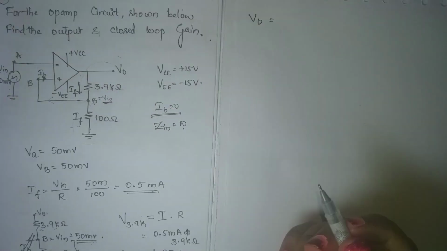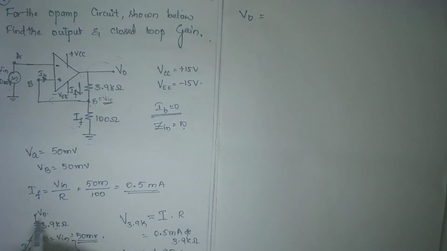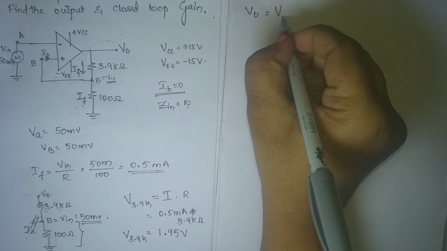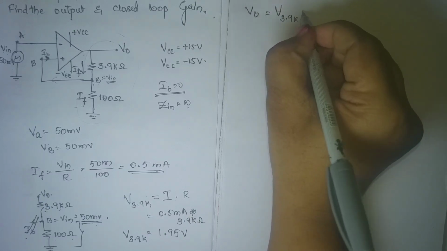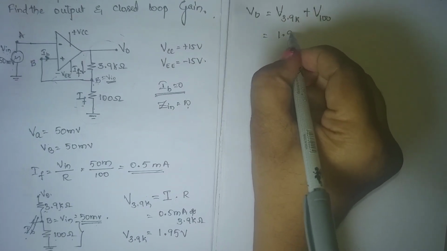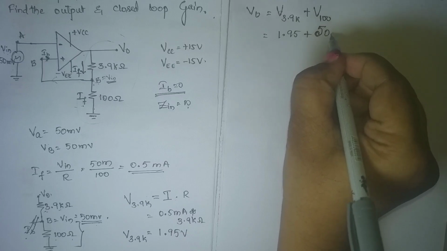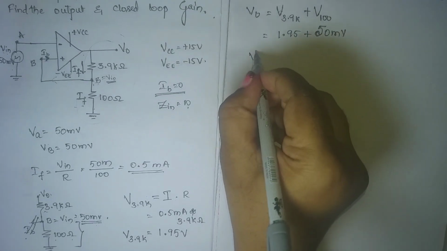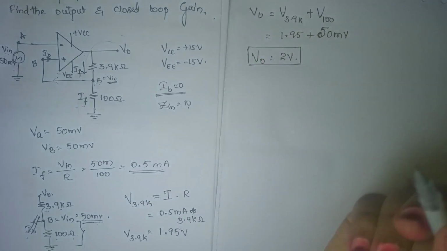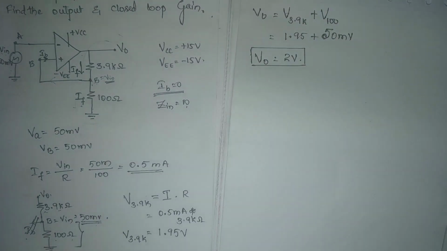V naught is equal to the potential drop between this plus this, that is, the voltage across 3.9 kilo ohm plus the voltage across 100 ohm, which is 1.95 plus 50 millivolts. So V naught is equal to 2 volt. V naught is equal to 2 volt. So this is how you calculate the output voltage.